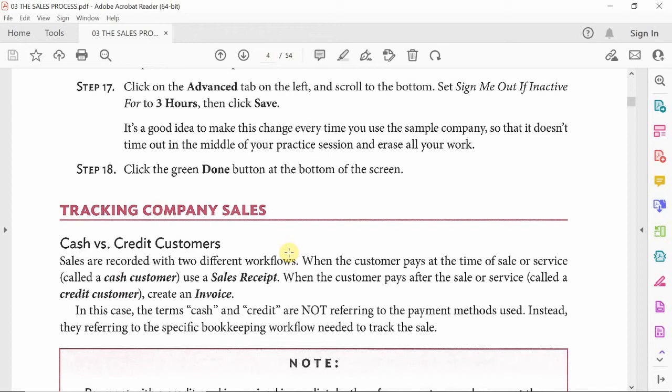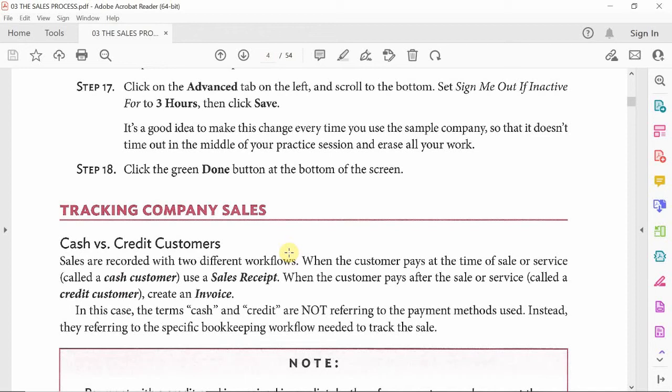And then our credit customers are going to be the ones who owe us money on an account. So they buy the product and services from us, but they don't pay us right away. They choose to pay us later, okay? So again, that's the difference between the cash and the credit type of customers.